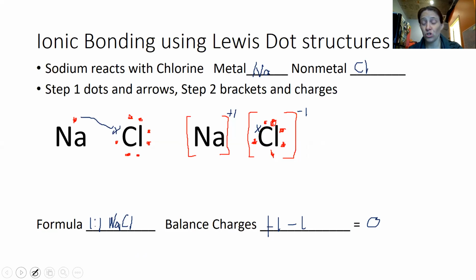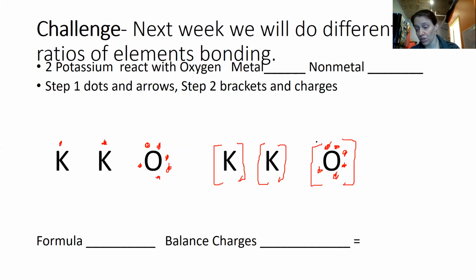Now, you guys should feel super, super confident about the one-to-one ratios. Now, I'm going to throw something new at you. This is really what we're going to be working on next week. So this is a challenge. Next week we will do different ratios of elements bonding. So pause right now, and I want you to see if you can do it on your own. So we have 2 potassium reacts with oxygen. The metal is going to be our potassium. It's on the left side of the periodic table. The non-metal is going to be our oxygen.